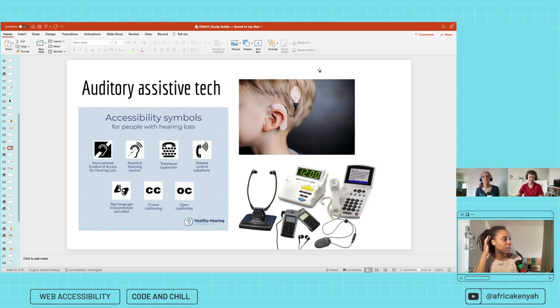Yeah, so he has, I always mess that word up. Can you say it for me, Brandi? Cochlear. Cochlear implant. Yes. So that is one of the pictures.